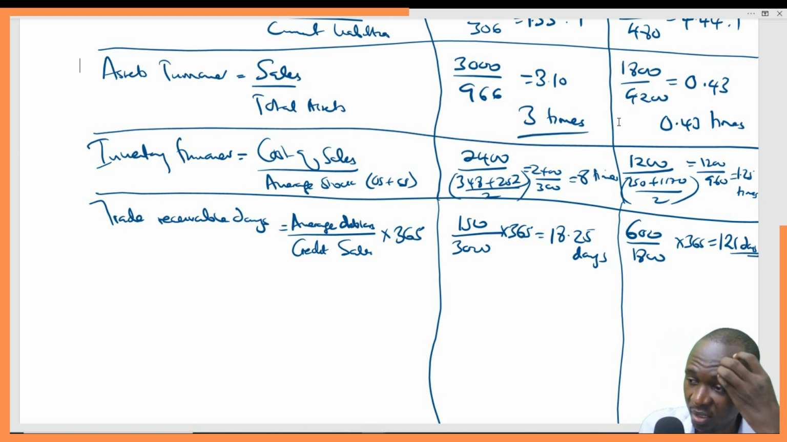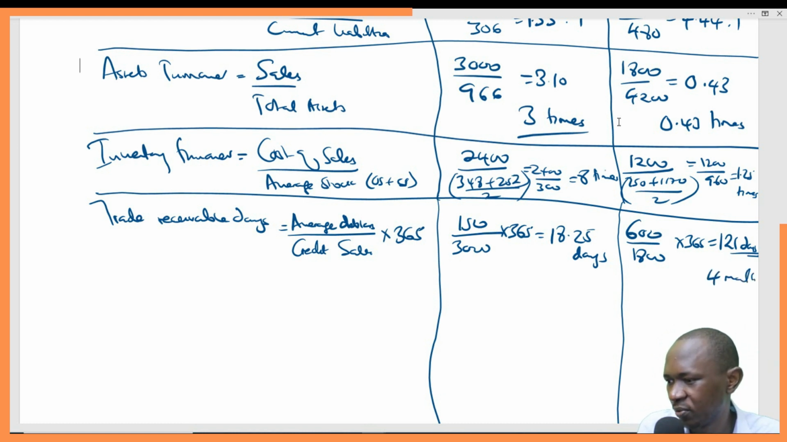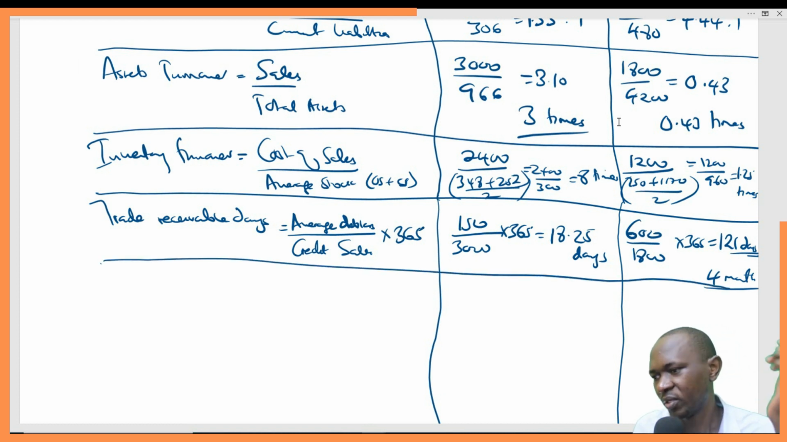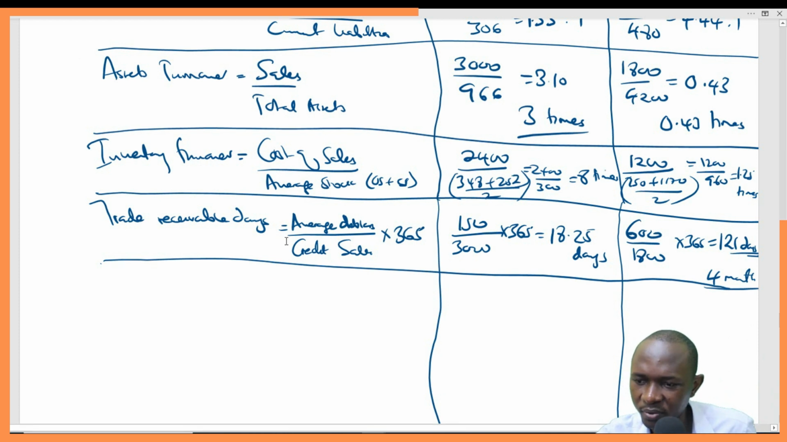So this side is 18 days. This side is 121 days. 121 days is 4 months on average. It takes 4 months for the debtors to repay their debts. So that's how we go about it.